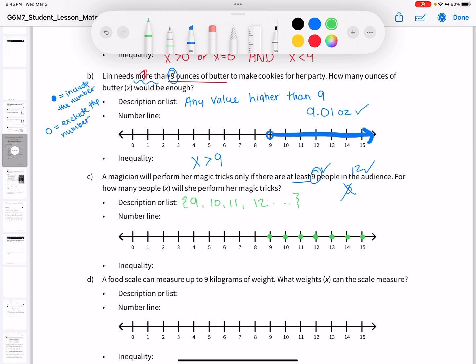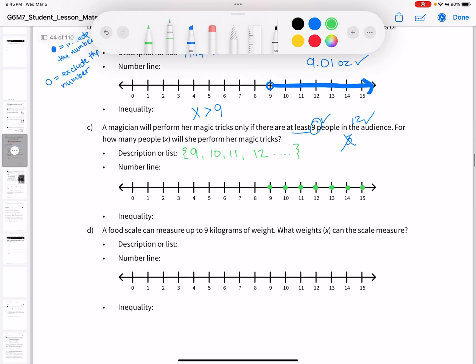So what does that mean? That means that for our inequality, X, the number of people coming, could be greater than 9, or X could be equal to 9. And there's a really cool way to write that. You can combine these two because X could be 9 or it could be greater than 9. And so we could write that as X could be greater than or equal to 9. So we've combined these two symbols together into this one here. Greater than or equal, that's what that means.